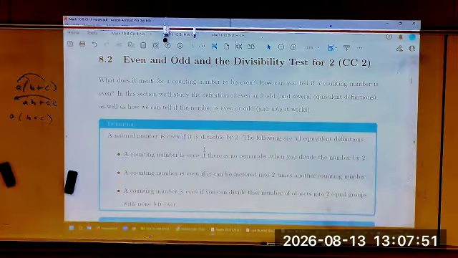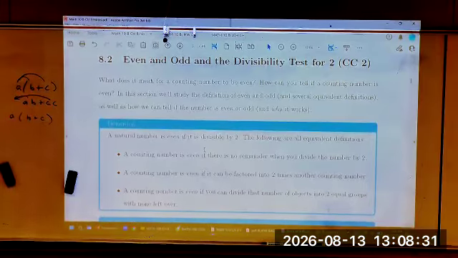Even and odd and the divisibility test for 2. What does it mean for a counting number to be even? How do you know something is even? Divisible by 2. So that means divisibility by 2. In this section, we'll study the definition of even and odd and several equivalent definitions, as well as how we can tell if the number is even or odd and why it works.